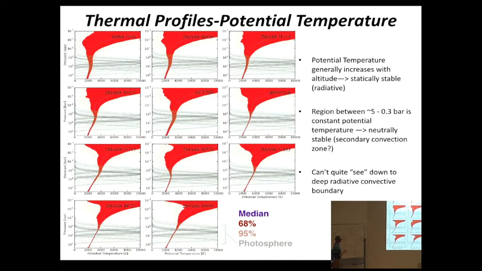Lines of constant potential temperature fall on an adiabat. If the potential temperature is increasing with decreasing pressure or altitude, that's telling you that your entire atmosphere is statically stable. It's happy. Entropy is what it should be. And you can see there's a little region at the top of the photosphere in these objects where that potential temperature begins to become constant again, which may be indicative of a secondary convection zone, for instance. So that's interesting. So we can do atmospheric physics with these types of results.